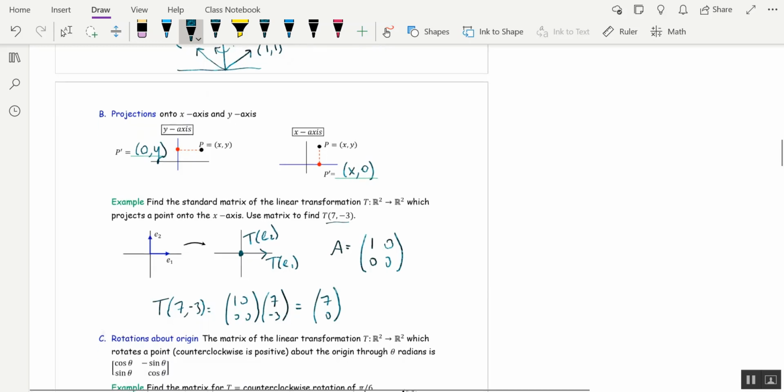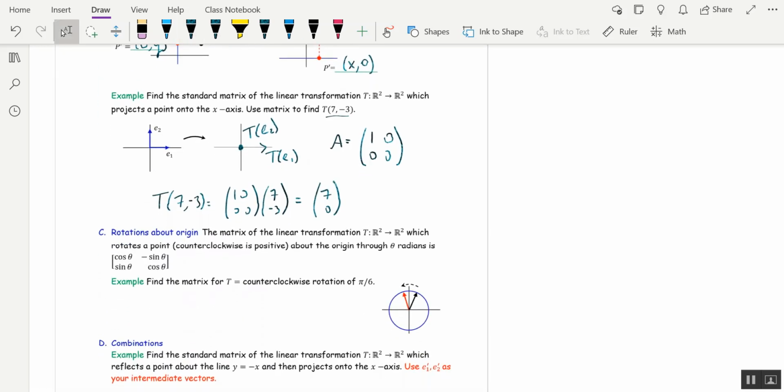All right, and last transformation, we're going to talk about rotations. I've got a proof of this at the end of the lecture notes, but if you rotate a vector counterclockwise about the origin through theta radians, then the standard matrix is right here. So T of E1 is this first column, and T of E2 is the second column.